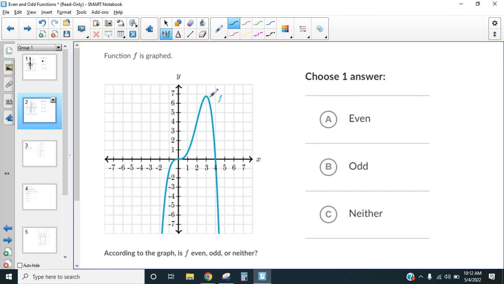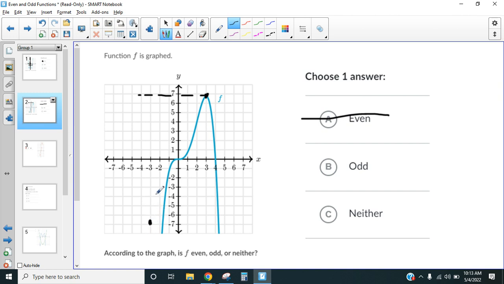This is neither. If it's even, this point would have a counterpart over here, right? It doesn't, so it's not even. If it's odd, there would be this exact point at about 3, 7-ish. At -3, -7. Is there a point there? No. If you can find one counterexample, then it's not odd.